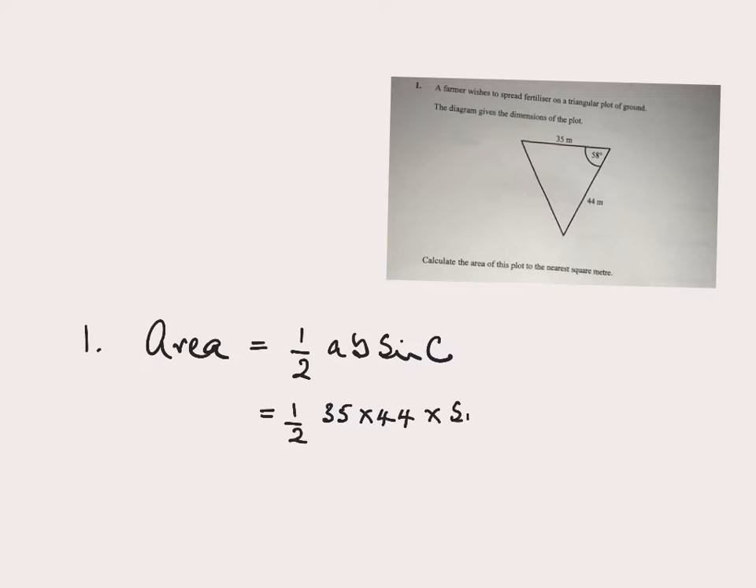Question 1. Area equals 1/2 AB sine C. 1/2 of 35 times 44 times the sine of 58 degrees. And the answer is 652.99, in fact 653 centimetres squared.